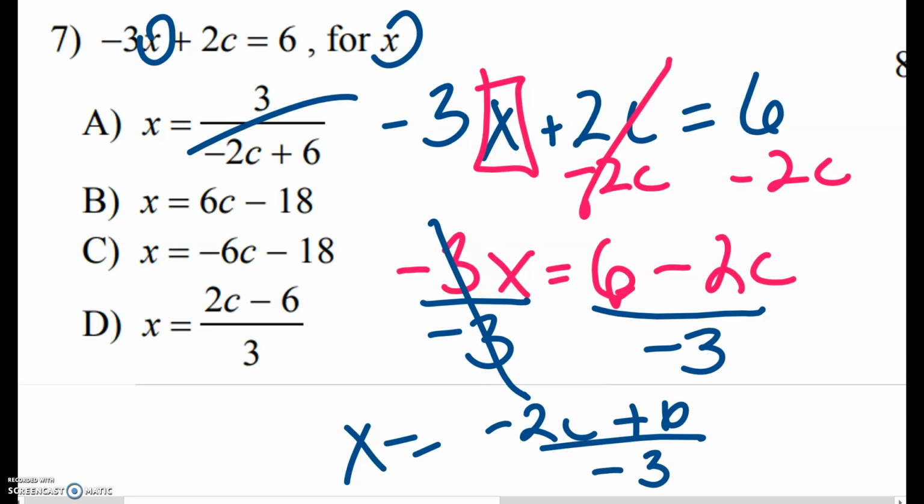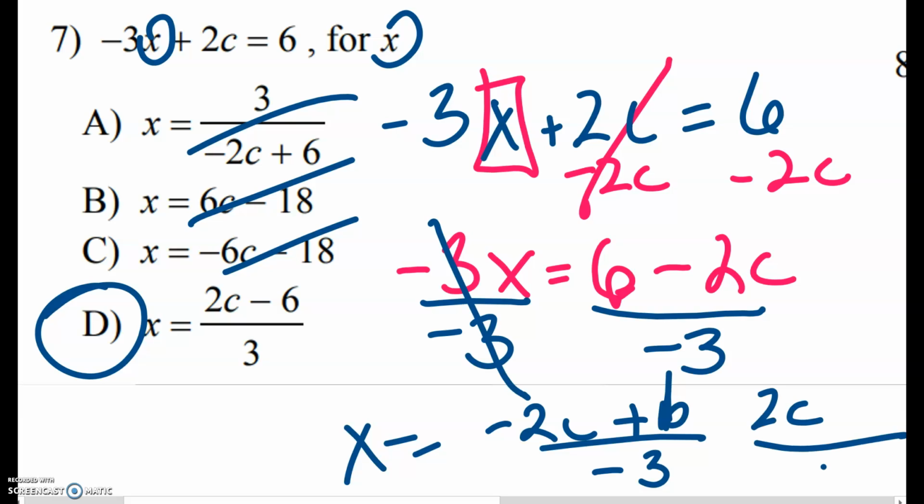Well, if you look, it couldn't be that one, it couldn't be that one, it couldn't be that one. It looks like it's D, but if you look at the problem, we have a negative in the bottom. Well, guys, if I were to take -2 over -3, wouldn't that be the same as +2 over +3? And 6 over -3 would be the same as -6 over +3. So my answer is D.